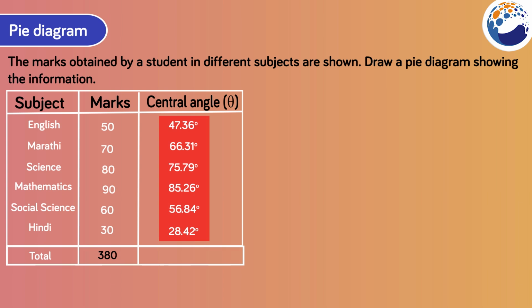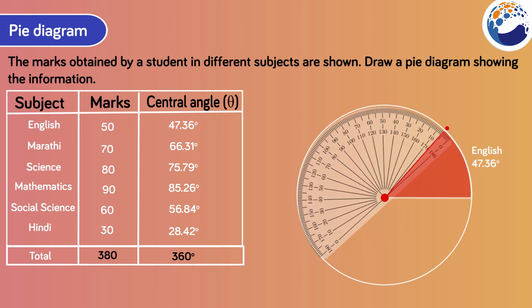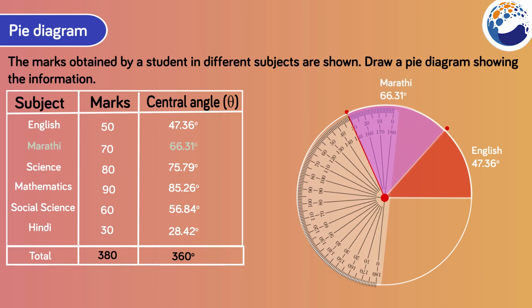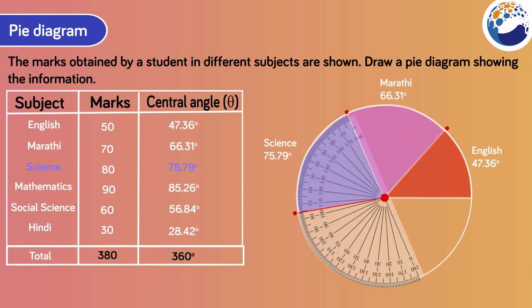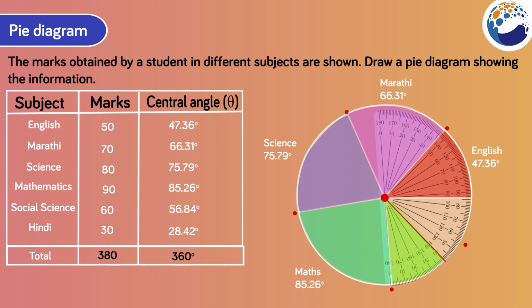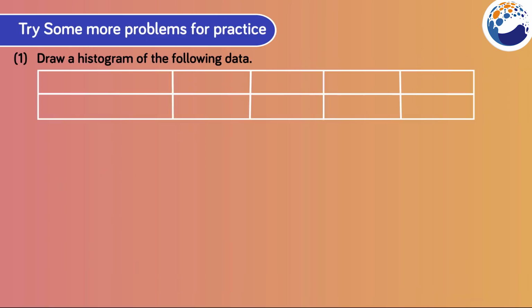We need to check whether the sum of all the central angles is 360 degrees or not. If not, then there is a mathematical error in the calculation. Now let us see how to draw a pie diagram. First, we place a protractor on the radius and mark approximately 47.36 degrees for English. Similarly, shifting the protractor, mark 66.31 degrees for Marathi. Repeating the procedure, 75.79 degrees for science, 85.26 degrees for mathematics, 56.84 degrees for social science, 28.42 degrees for Hindi. Try some more problems for practice.